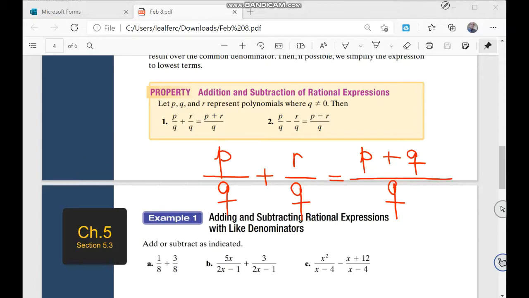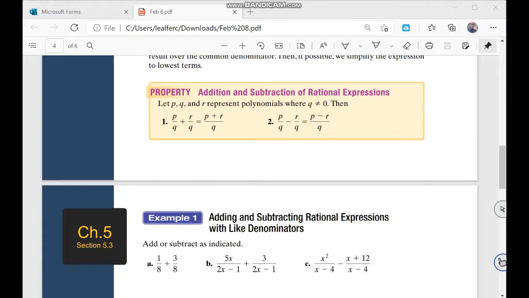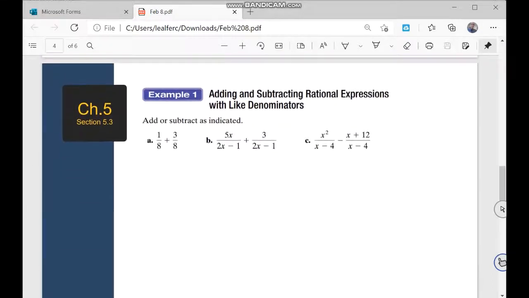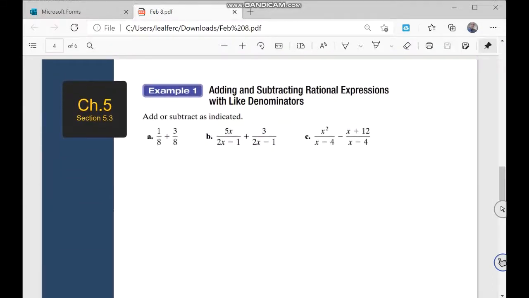If you have subtraction, you subtract the numerators and keep the denominator. Okay, that's it. The operation, the addition and subtraction, especially if you have the same denominator, is kind of easy. But then after that you have to simplify, don't forget. The factoring out and simplification sometimes might be tricky, might not be as easy. Check these examples.